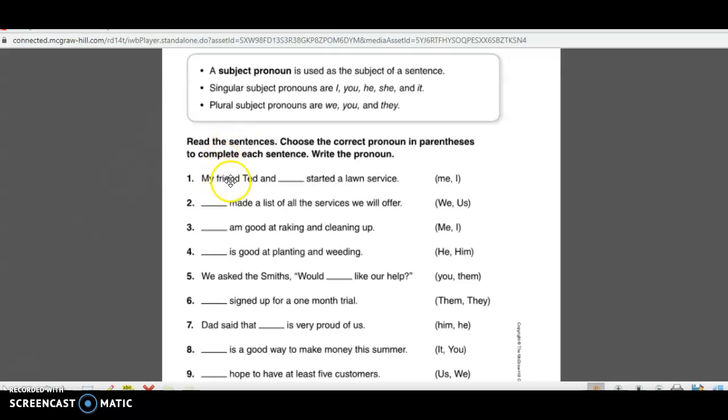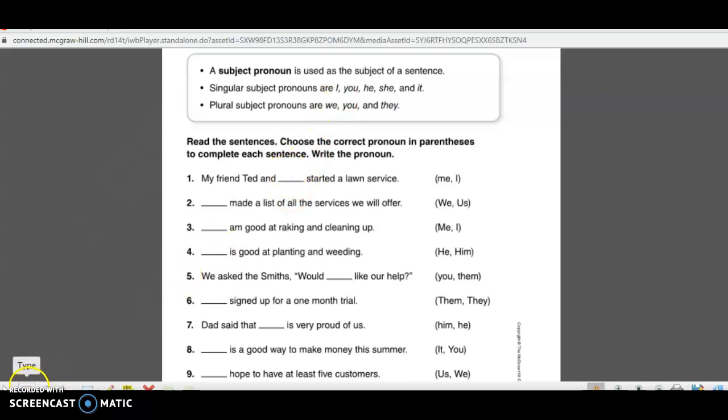So let's take a look at our examples. We're going to read the sentences and choose the correct pronoun in the parentheses over here to complete each sentence. Taking a look at number 1, my friend Ted and, are we going to be working with me or I, started a lawn service. So remember, if we're talking about the subject, my friend Ted and, we would be using I, not me. Okay, so this would be I.